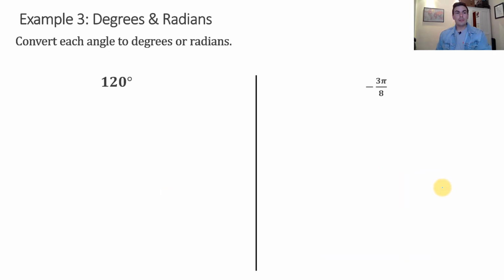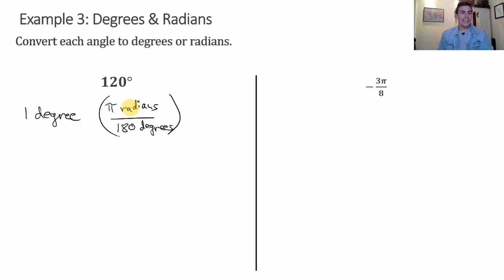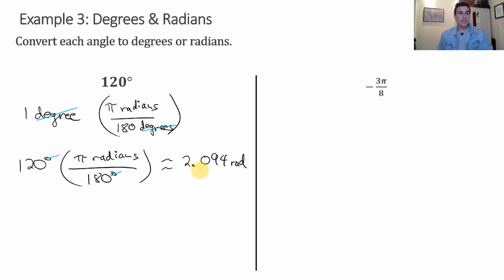Moving on to conversions between degrees and radians. All right, so we're going to convert each angle to degrees or radians. So we're starting off with degrees for the first example. And I know that for every 1 degree, I can just multiply that by pi radians over 180 degrees, right? And in this case, my degrees would cancel out, right? So I'm going to take my 120 degrees, multiply that by pi radians over 180 degrees. Again, my degrees will cancel out. And I've got approximately 2.094 radians.